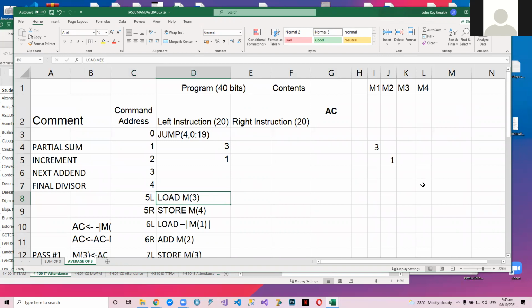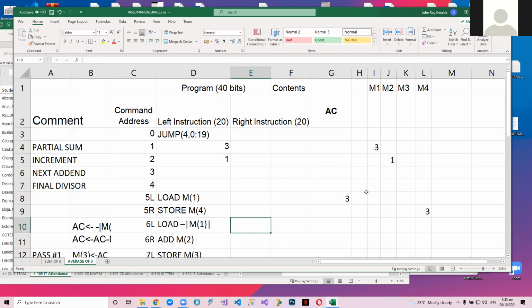Load M1, sorry, no? Load M1, because M1 is our partial sum, okay? So load M1, the accumulator becomes 3. Store M4, so M4 becomes 3. We are going to store this here because we are going to divide the result later. This will be preserved. Okay, they follow.